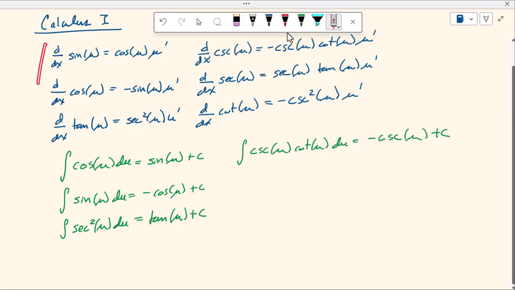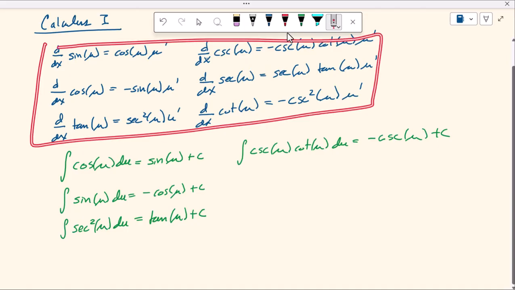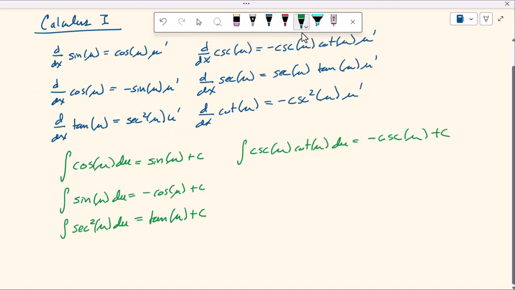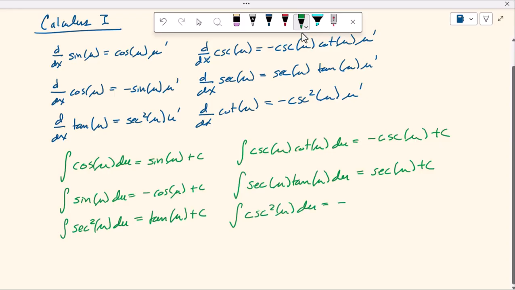So if you know your basic trig derivatives, you know your antiderivatives as well. Let's look at our next one. If I integrate secant u tangent u du, I will get secant u plus c back. And then our last one here, the integral of cosecant squared of u du is equal to negative cotangent u plus c. These are some basic things that would be very, very helpful if you had them memorized, because we use them so often. And now we're going to start using them in more complicated integrals. So if I have these basic ones memorized, it'll make the more complicated ones that much easier.